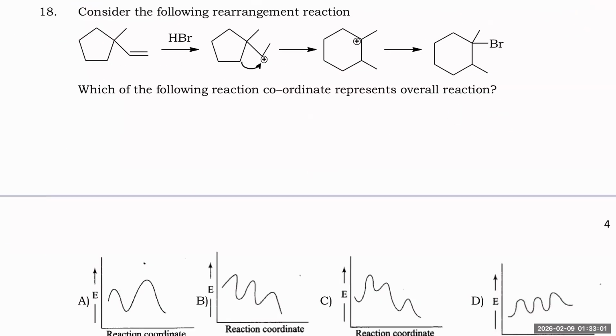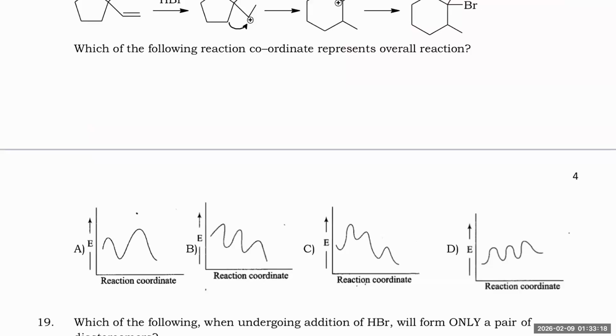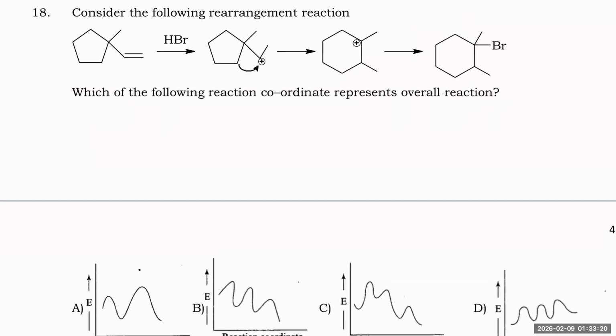Now 18. Consider the following rearrangement reactions here. So check again. First, a positive charge will form here. Thereafter, it's already given. My mistake. We need to check which of the following represents correctly. First, a positive charge will form. That positive charge will undergo rearrangement by ring expansion. And after rearrangement, Br minus is added.